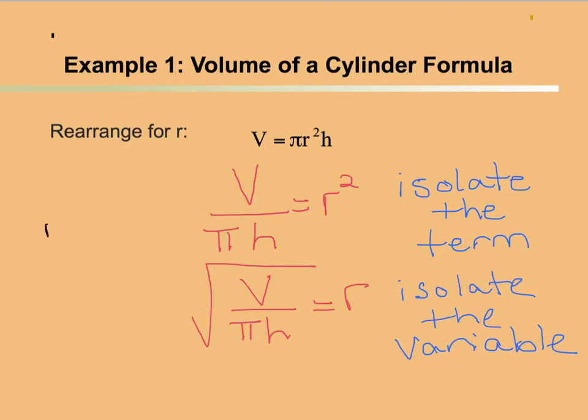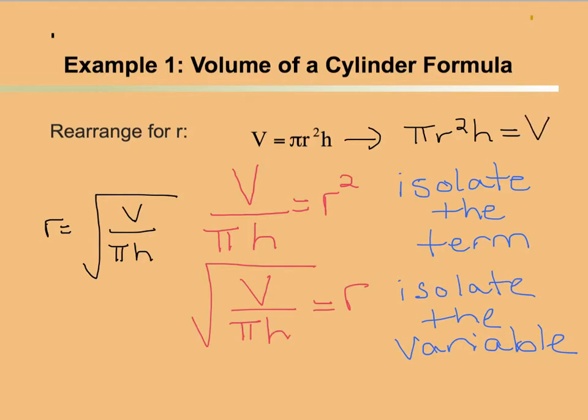In keeping with writing the variable on the left side, we can simply rewrite the formula with r isolated on the left, or at the start you could have rearranged the equation by simply exchanging the left and the right side and then isolating from there.